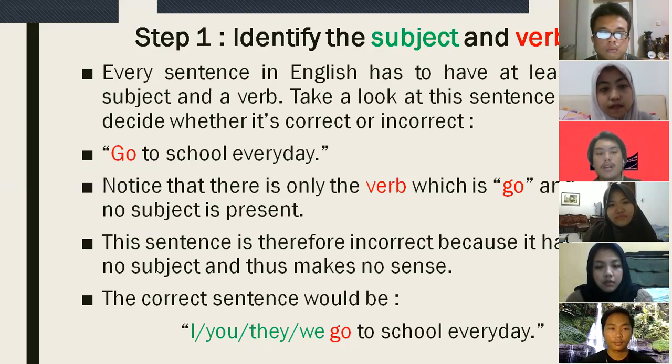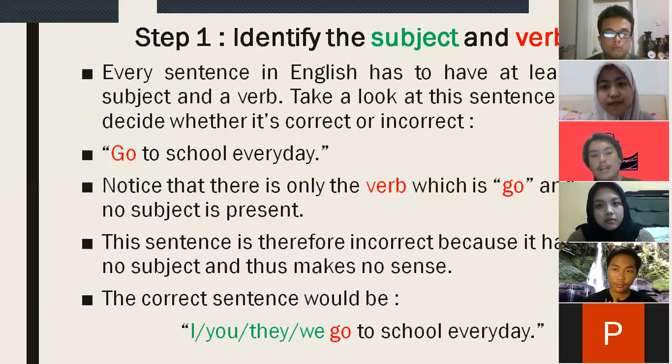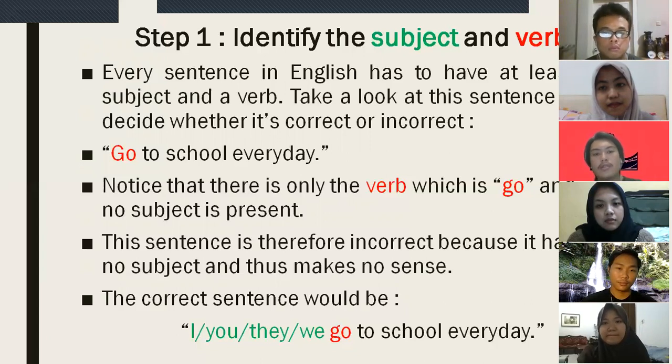Go to school every day. Notice that there is only one verb, which is go, and no subject is present. The sentence is therefore incorrect because it has no subject and thus makes no sense. The correct sentence will be subject, I, you, they, or we go to school every day.